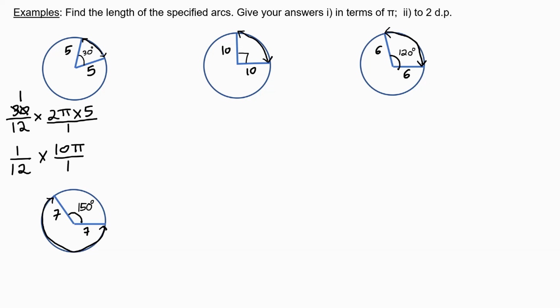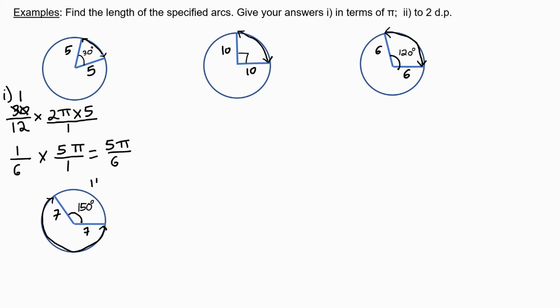And I can cancel again. 2 goes into 10 5 times. 2 goes into 12 6 times. So we end up with an answer of 5 pi over 6 centimeters. Now I'm going to leave it in terms of pi. Well, there isn't actually a unit for the distance, so it's just 5 pi over 6. And I'm going to leave it in terms of pi. So this is in terms of pi.